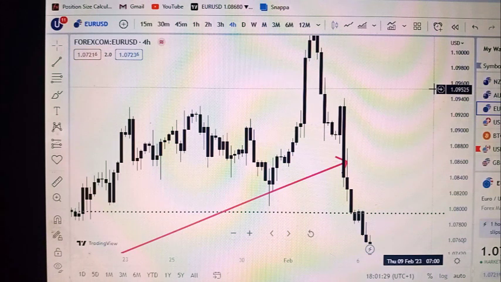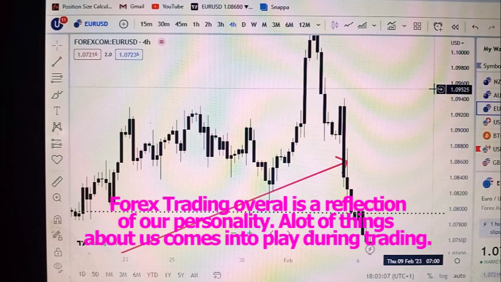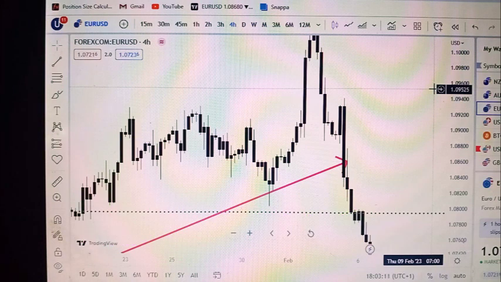Trading overall is a reflection of your personality. Why do I say so? I can't overemphasize this part, but it's not just buying and selling. It's not just open your chart, you look at something, okay, it's buying, I want to buy, or it's selling, I want to sell. Even if you're in profit, there are decisions you can make.